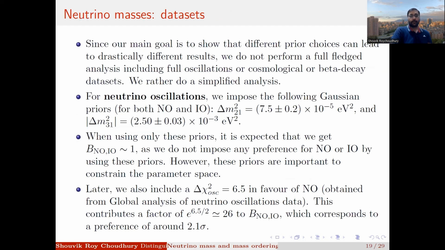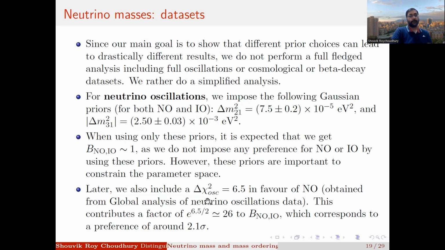Now, in the data sets, we have first the neutrino oscillations, and we impose the following Gaussian priors on delta M21 square and mod of delta M31 square. Our main goal is to show that different prior choices, A, B, C, D, E, can give drastically different results. So we do not perform a full-fledged analysis using the full oscillations data, cosmological data, or beta decay data sets. We use this simplified analysis, and for neutrino oscillation, we impose these priors. Using these priors, it is expected that we get a Bayes factor of 1 because we are not imposing any preference for NO or IO.